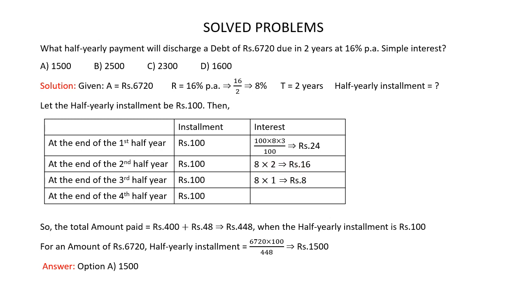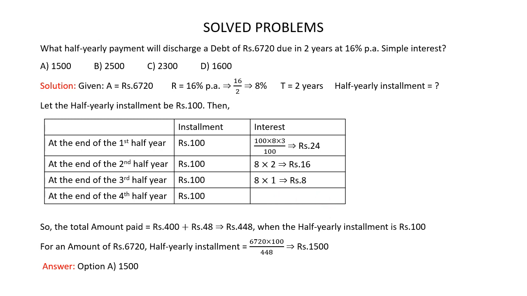At the end of the third half year, the installment is rupees 100. Interest is 8, which is the half yearly rate of interest, multiplied by 1 because payment has to be made for one more half year. So 8 multiplied by 1 is rupees 8. At the end of the fourth half year, the installment is rupees 100. The amount is paid off at the end of the fourth half year. So no more interest has to be paid.